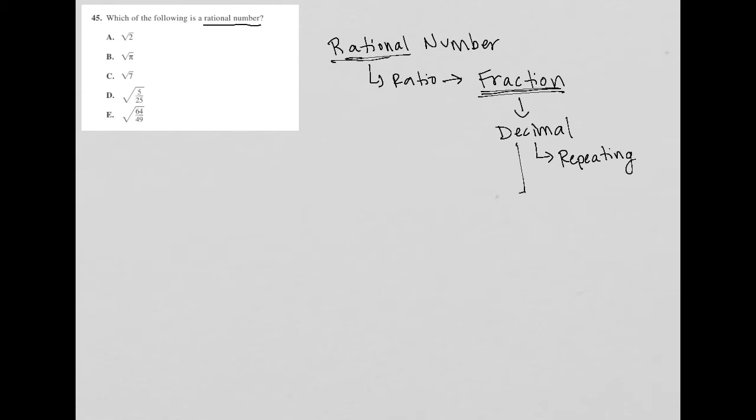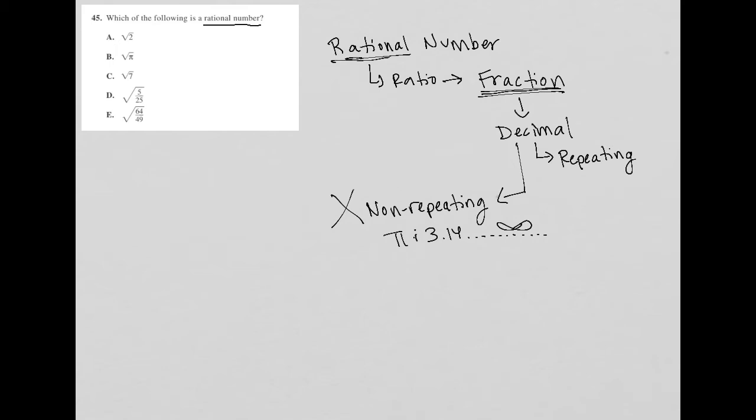If it's non-repeating, like pi, for instance, right? Pi is equal to 3.14, but then there's an infinite number of digits after that 4 that are non-repeating. These are not considered rational numbers.